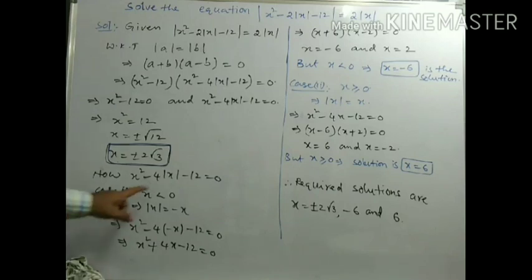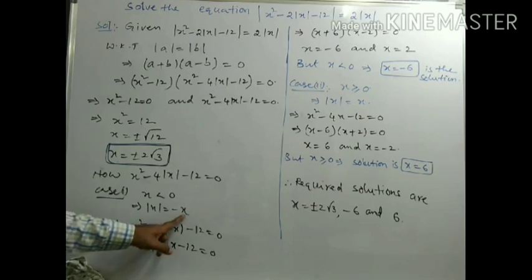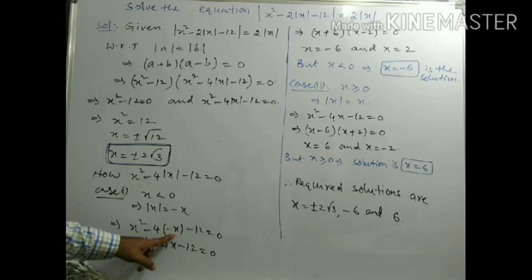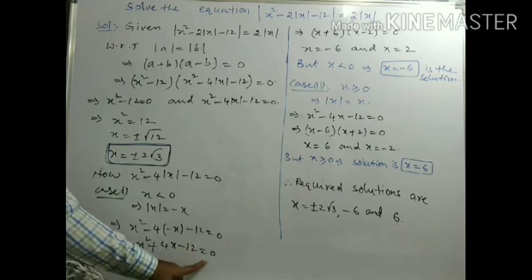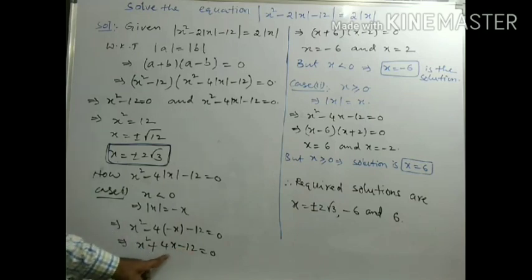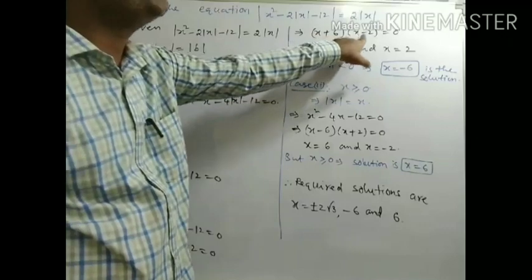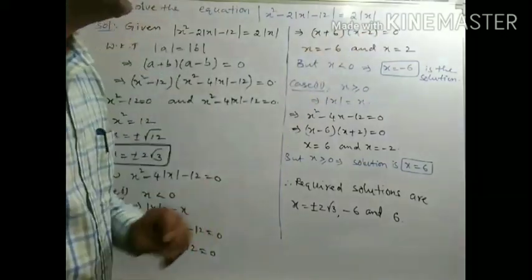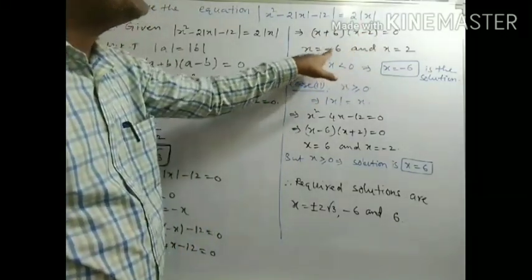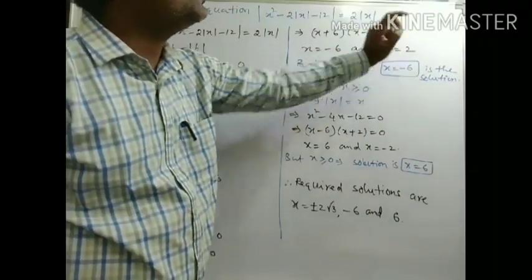So case 1, x is less than 0. When x is negative, modulus of x equals minus of x. So let us replace mod x by minus x in the given equation. Hence this becomes minus into minus, plus. So x square plus 4x minus 12 equals 0. Clearly a quadratic equation, so just find the factors. Directly, the factors are x plus 6 into x minus 2 equals 0. So on equating to 0 we get x equals minus 6 and x equals 2.